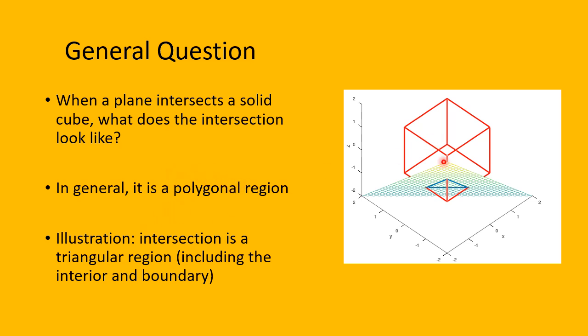As an illustration, let's look over here. We have this cube, as we can see. We have part of a plane shown here, kind of a light green mesh, and this plane intersects this cube in a triangular region, more or less in dark green right here. The intersection region will be a triangular region, including the interior. In this particular case, it's a triangle, but with different planes at different places, we could possibly get different polygons.